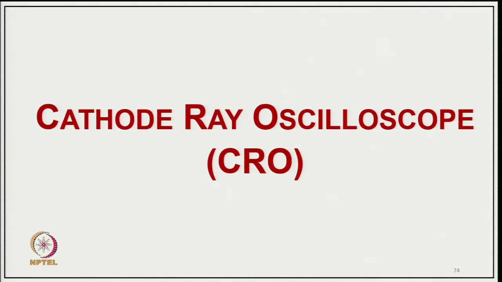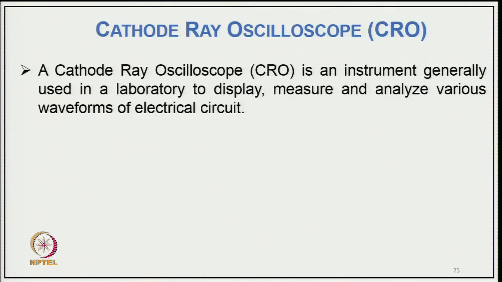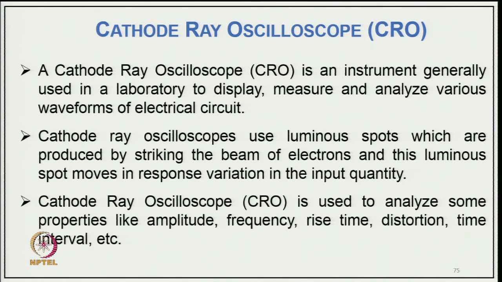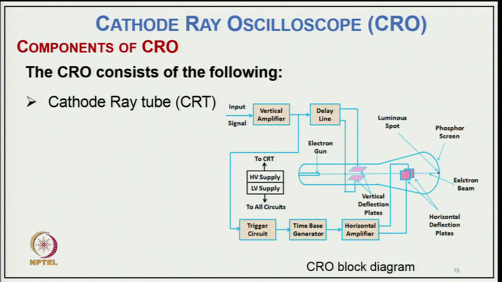Now, coming to the cathode ray oscilloscope, CRO. It is very frequently used in electronic circuits, especially in undergraduate labs. A cathode ray oscilloscope is an instrument generally used in the laboratory to display, measure and analyze various waveforms of electrical circuits. Cathode ray oscilloscopes use luminous spots produced by striking a beam of electrons, and this luminous spot moves in response to variation in the input quantity. A CRO is used to analyze properties like amplitude, frequency, rise time, distortion, time interval, etc.